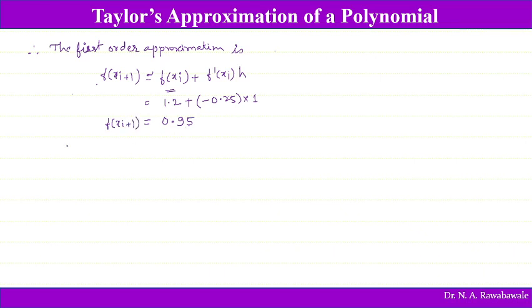So here true error, if we see, true value is 0.2, which is given in the problem, minus 0.95. So this true error proves to be minus 0.75. So this is true error if we consider first order approximation.